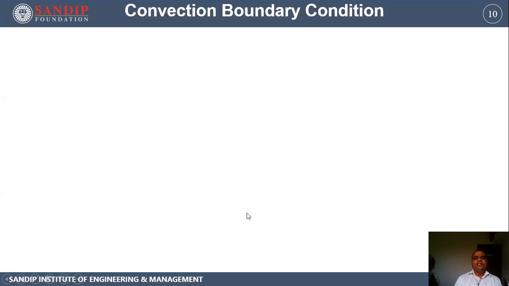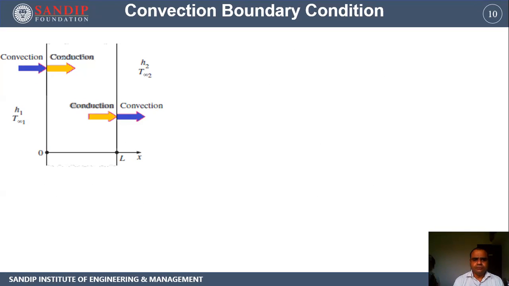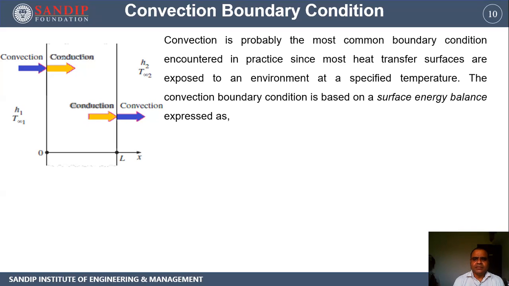The most commonly used boundary condition in practice is the convection boundary condition, because most of the time the objects are subjected to heat transfer by convection at the outer surfaces. So convection is probably the most common boundary condition encountered in practice. Most heat transfer surfaces are exposed to the environment, and because of that they lose heat by convection.